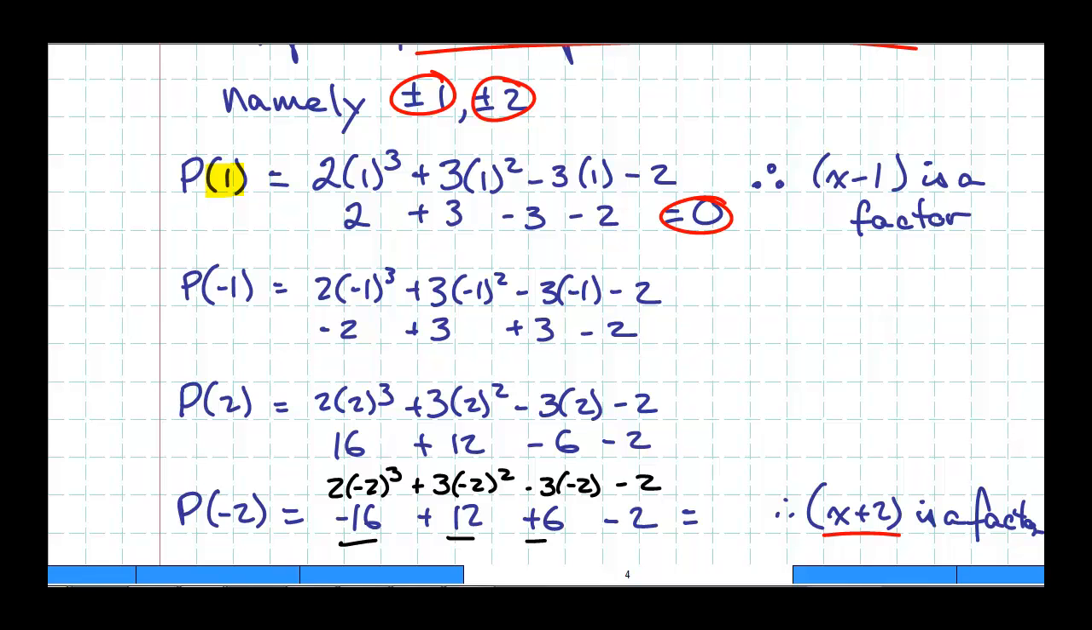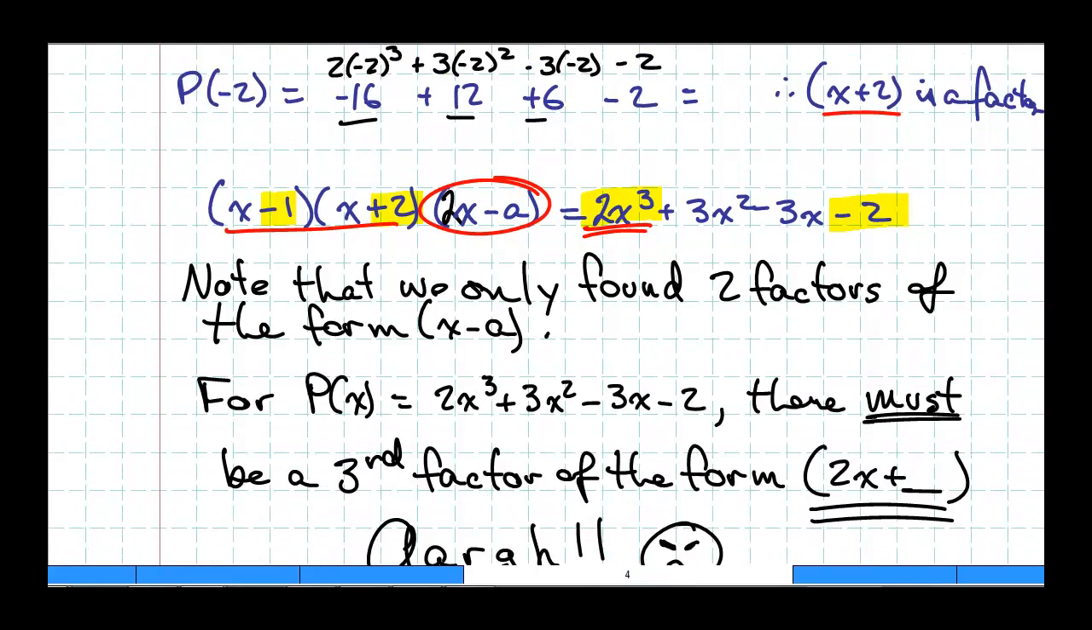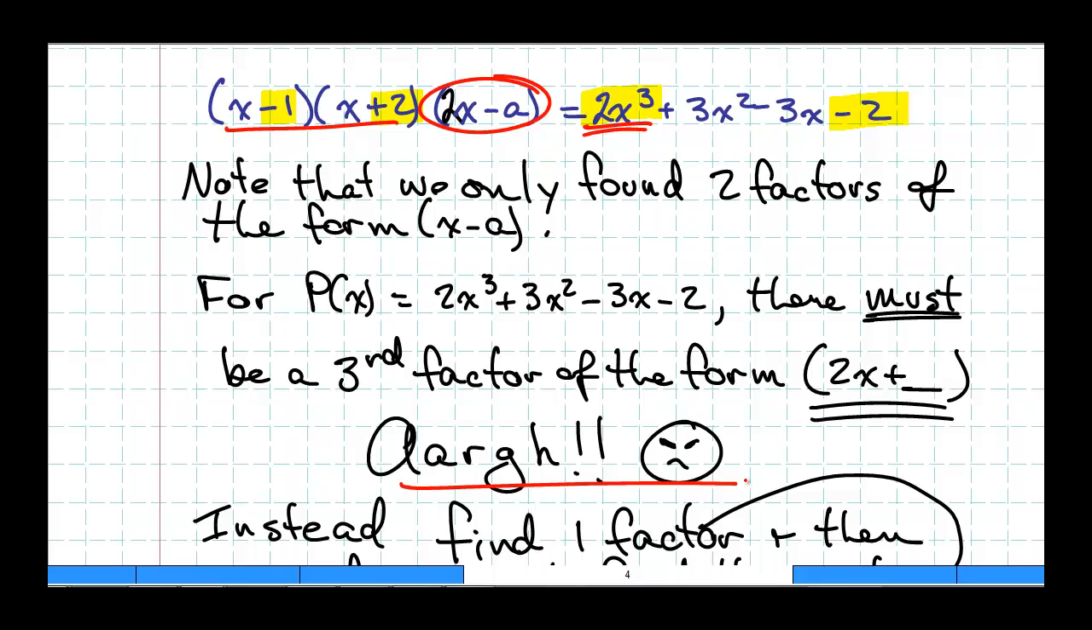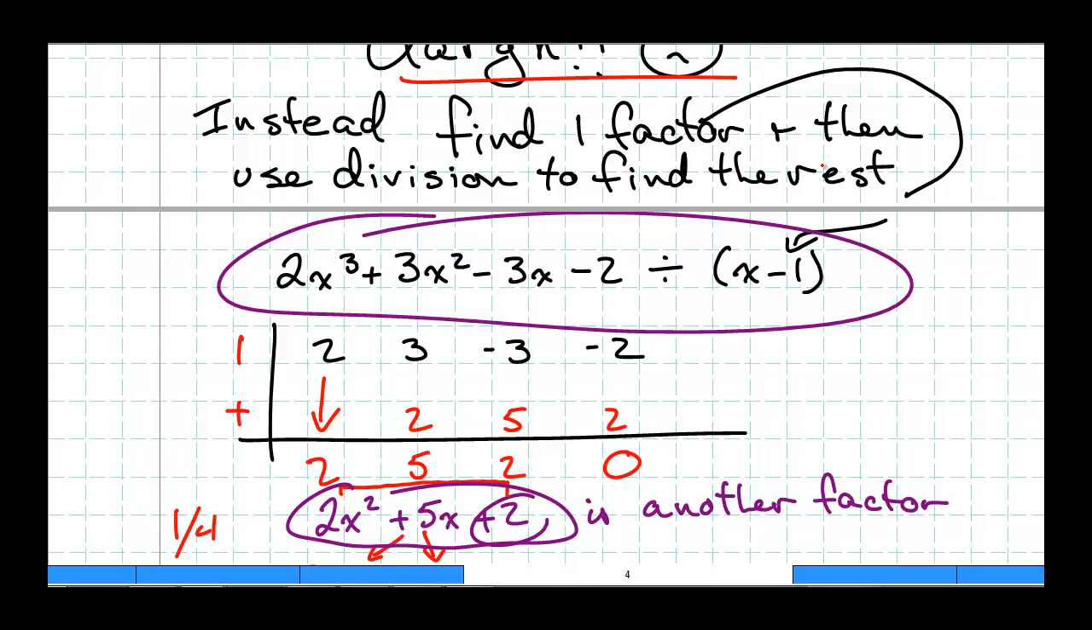but then we were kind of stuck because we had these two factors, but the third one had to be 2x minus something in order to get a 2x cubed. So we've only found two factors, and then we're stuck. How do we find the third one? Well, there's a fast way. So what I said was, instead, find one factor and then use division to find the rest.